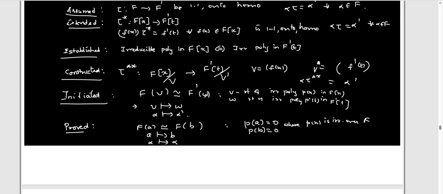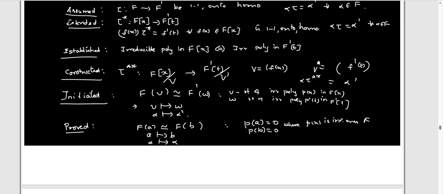This isomorphic relation we had, the proof of that, where v is a root of the irreducible polynomial p of x and w is a root of the irreducible polynomial p prime of t, over F for the first one and over F prime for the second one, and it took v to w, alpha to alpha prime. So from this we had the proof of this: F(a) isomorphic to F(b), a is taken to b, alpha remained the same.